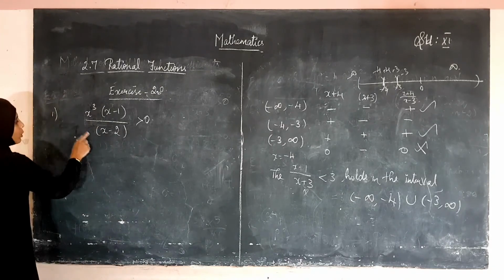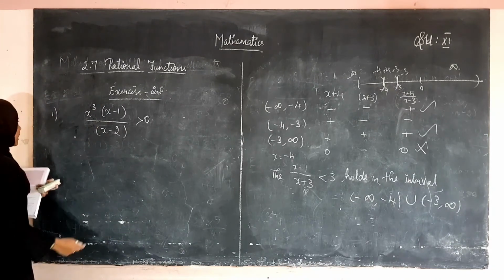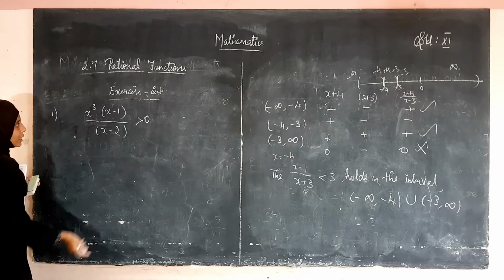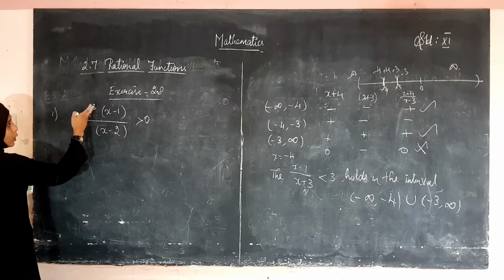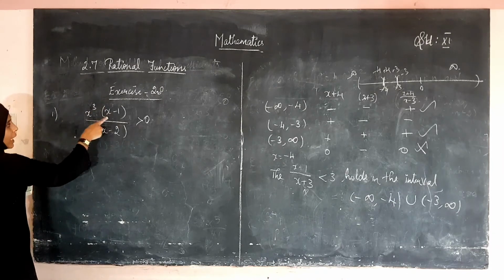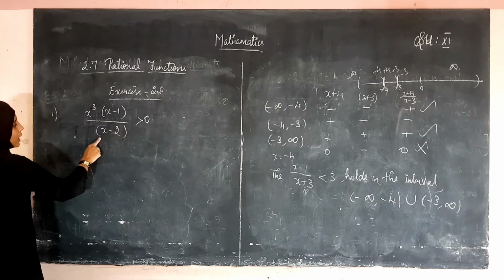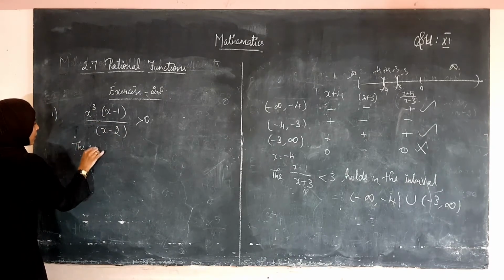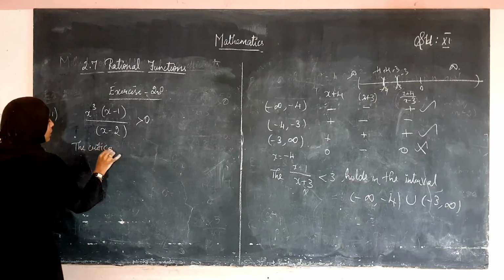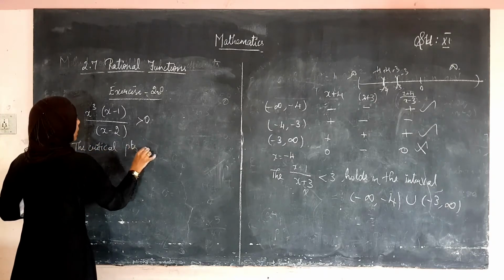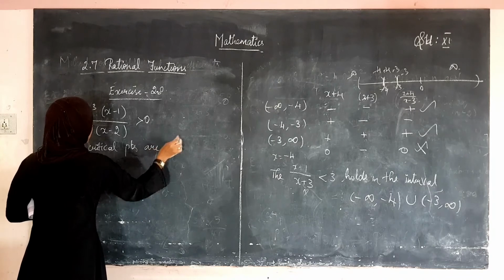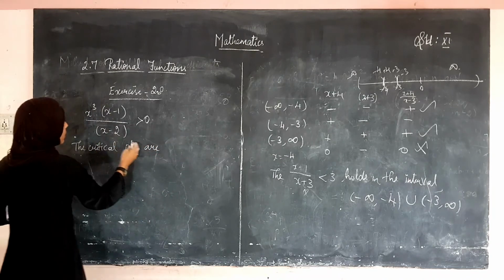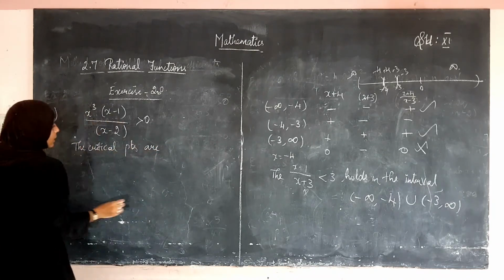Now we have to make it into factors. Is that in the format of factors? See the level x cube. So x cube is equal to 0 means x is 0. x minus 1, x is 1. x minus 2, x is 2. So what are the critical points? The critical points are 0, 1 and 2.